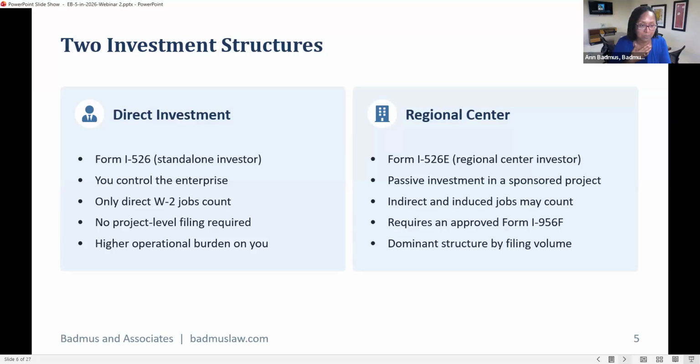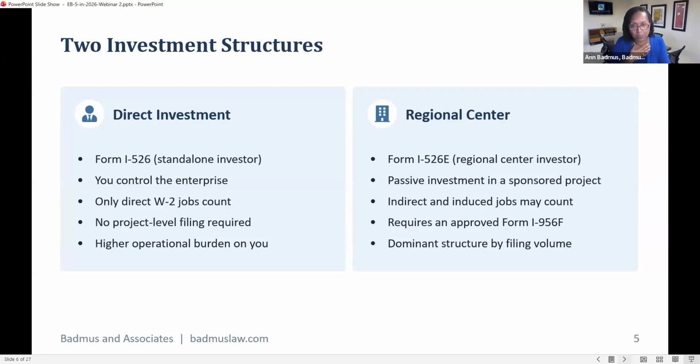This direct investment structure does not really have any sunset or limitations in terms of deadlines to apply. So if you're going to be a direct investor, the deadlines that we refer to in terms of September 30, 2026, which we'll talk about later, would not really apply. But when you are a direct investor, you must be aware that only direct jobs count, meaning that the 10 jobs that you must create have to be actual full-time employees on your payroll. So it is an operational burden that rests on you.